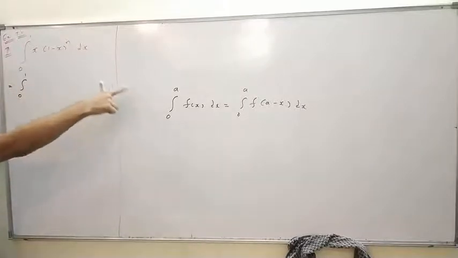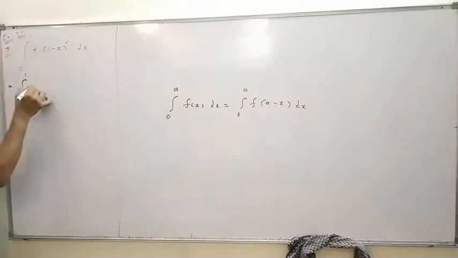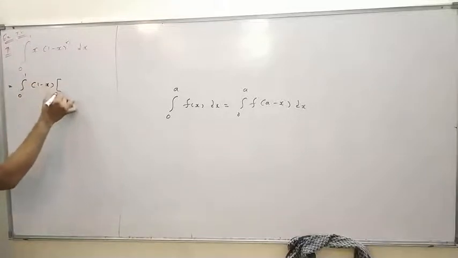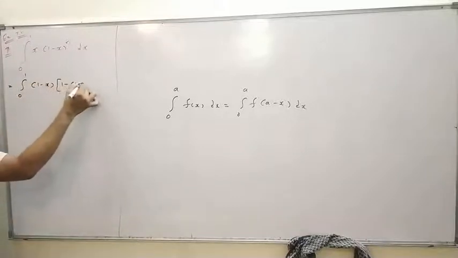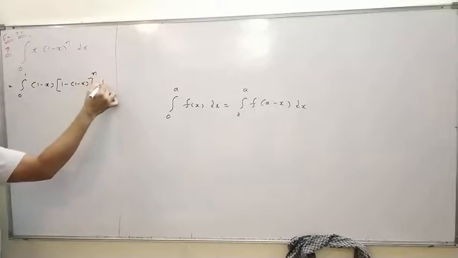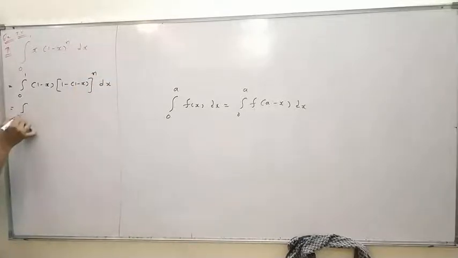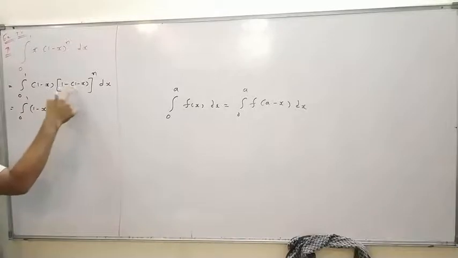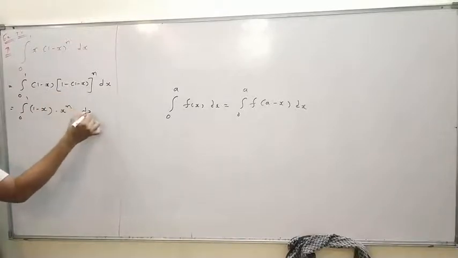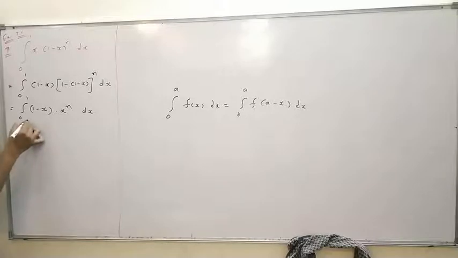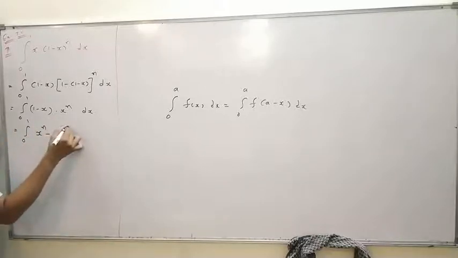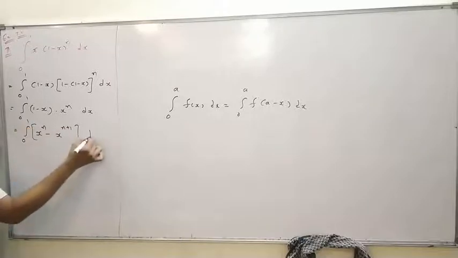We did this property earlier. If you use this property, then it is equal to integral 0 to 1. At the place of x you have to write a minus x. Here your a is 1, so 1 minus x. At the place of x we write 1 minus x, so 1 minus (1 minus x), the 1s cancel, and it will be x raised to n. So 0 to 1, 1 into x raised to n is x raised to n, and x into x raised to n is x raised to n plus 1.